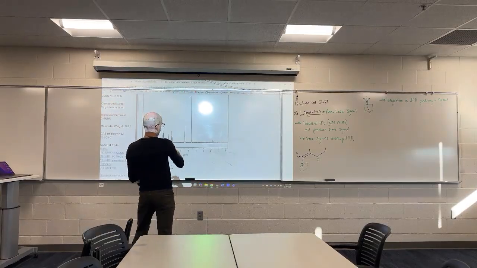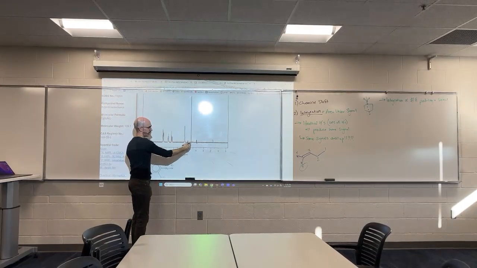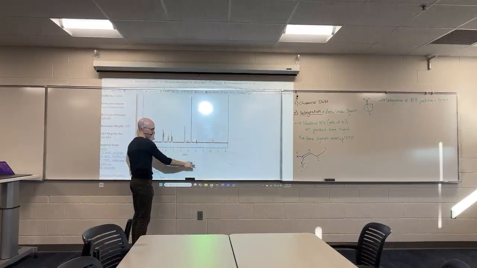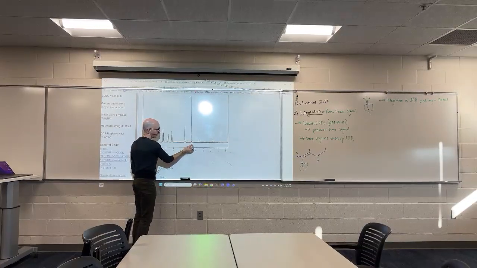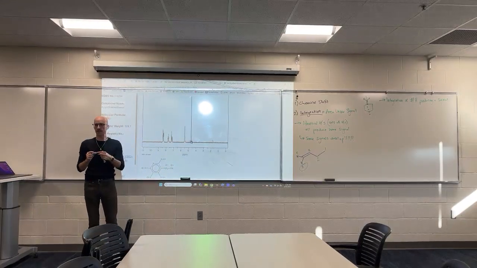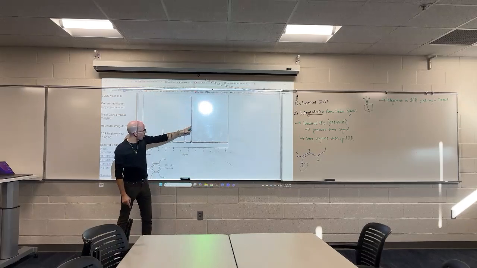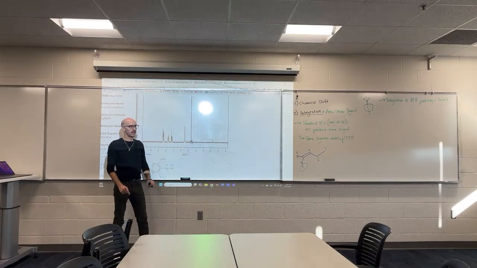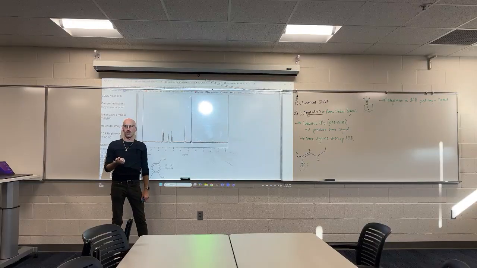because when I integrate this, I don't want it to integrate from here to here. That might be adding some area that I don't want. Instead, I want it to start right where the curve begins and end right where the curve stops. That's the area that I want. I want all of this area because that signal is being produced by my hydrogen or my hydrogens.